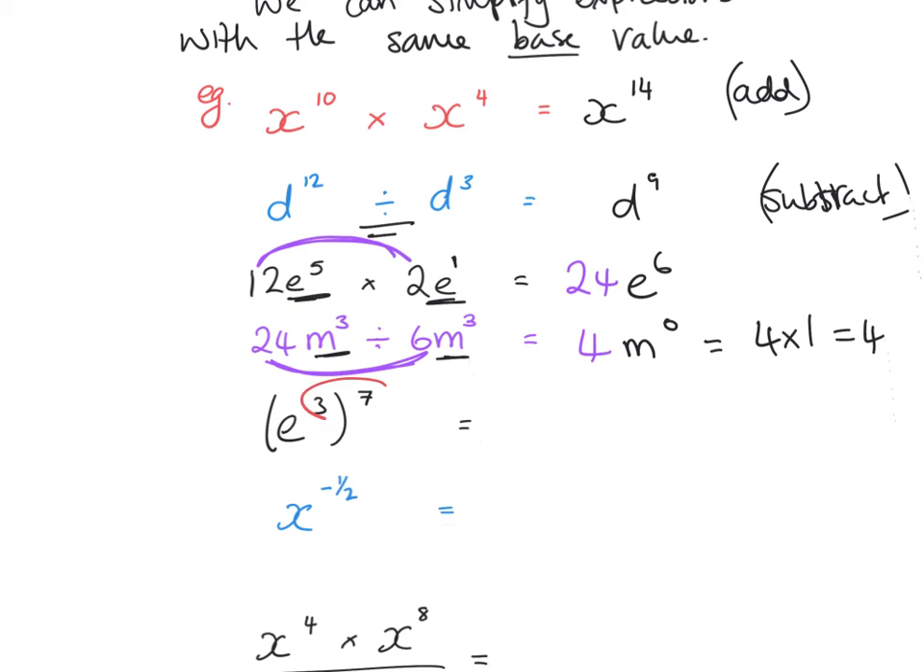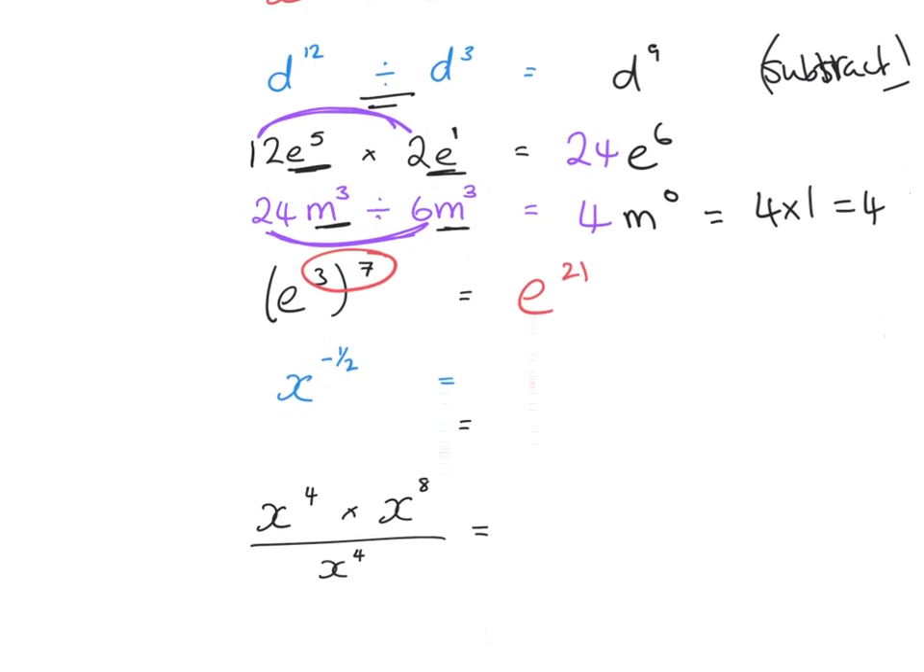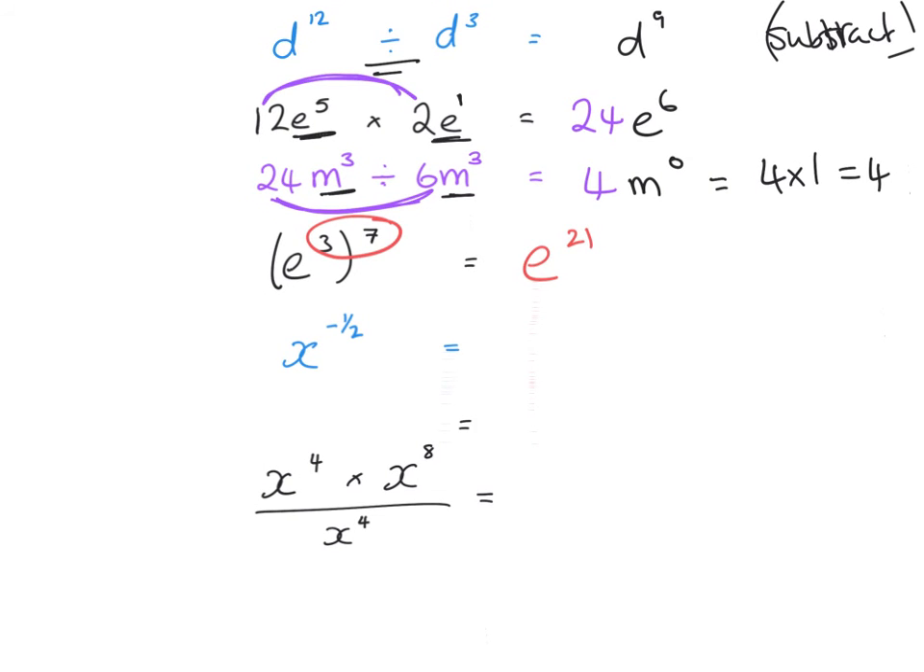So we're going to times these values together, so e to the 21. Now the minus we've talked about and the half we've talked about, so hopefully you can link the two together. So we are going to square root the x, and the minus means 1 over. So that's my answer, 1 over the square root of x, and I leave it like that.